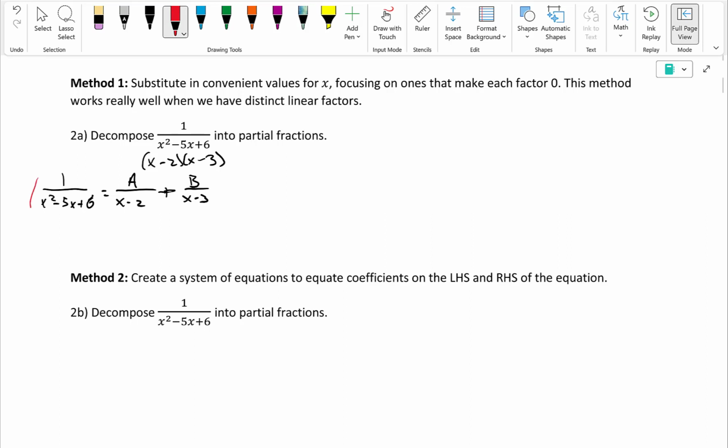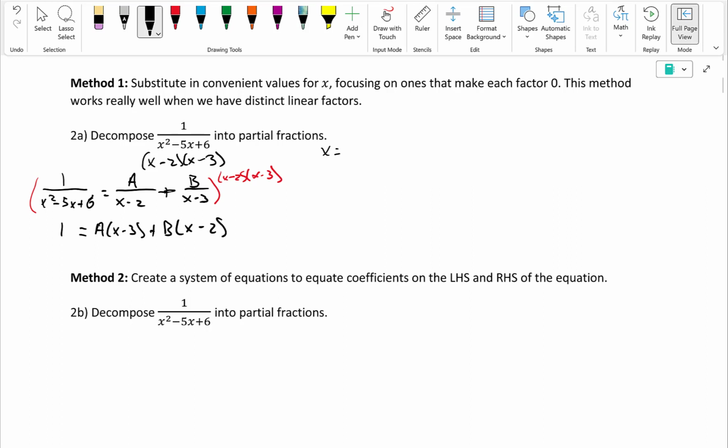And we'll work just like solving a normal rational equation. We multiply by the LCD to get rid of all the denominators. And when we do that on both sides, we're left with just 1 equals A times the quantity x minus 3 plus B times the quantity x minus 2. And so subbing in values for x that make the factor 0, our zeros would be 2 and 3.